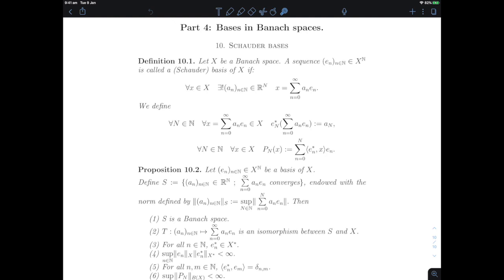So this here is really the replacement in general Banach spaces for orthogonality of a basis, for an orthonormal basis in a Hilbert space, where really the functionals e_n star would be identified with the basis vectors themselves. And last but not least, these partial sum projections here would have to be uniformly bounded. So part of being a basis means that the sequence of partial sums converges and in fact is uniformly bounded.